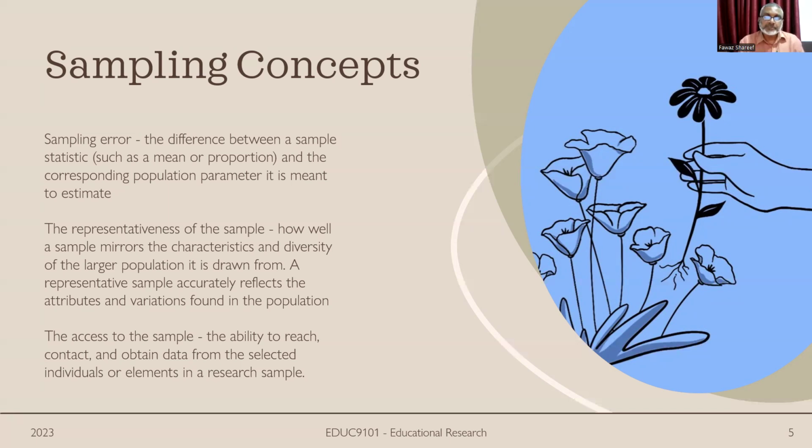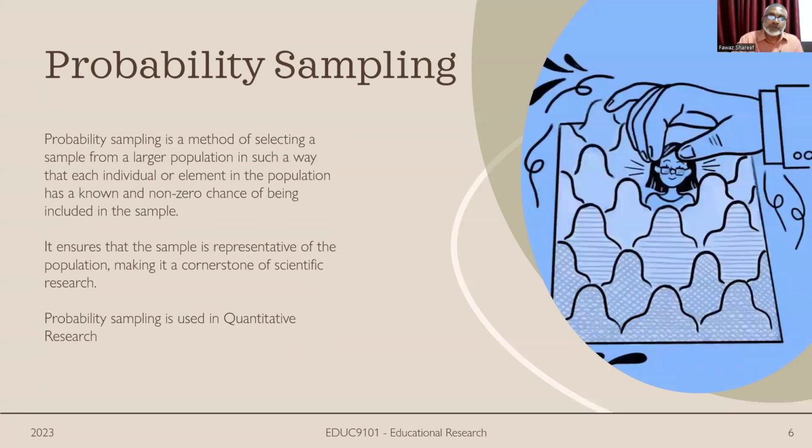The representative sample is how well the sampling actually mirrors the characteristics of a diverse population. That is what we are going to look at. The access to the sample is the ability to reach, contact, and obtain data. So sampling error is the error, the representativeness is how representative that sample is, and the access is how accessible that group is.